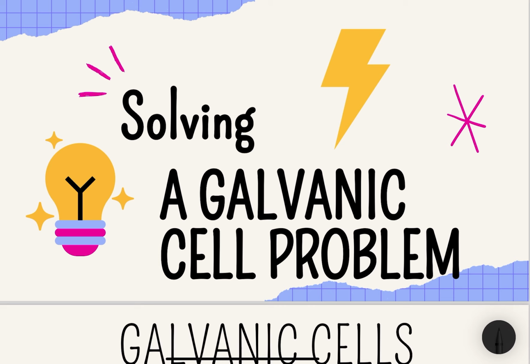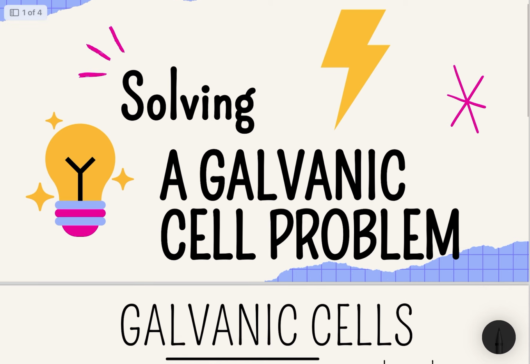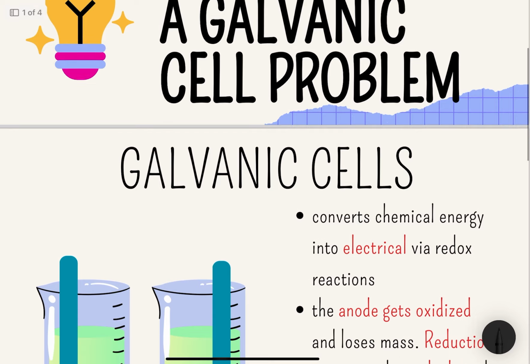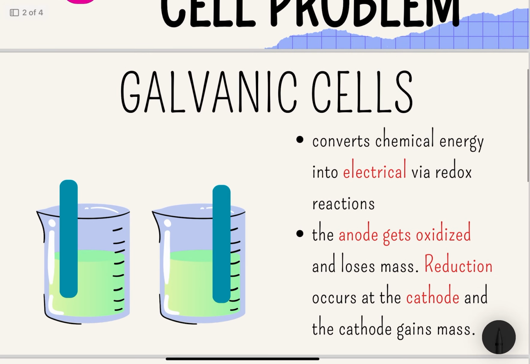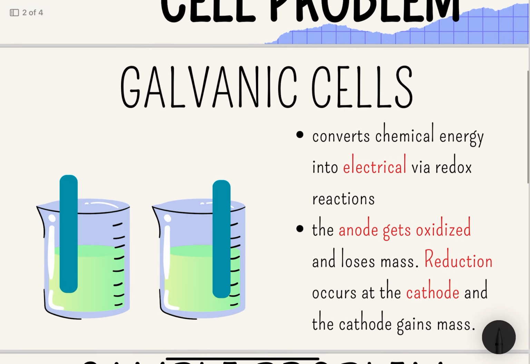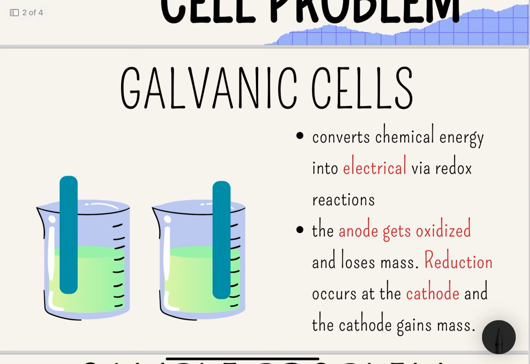In this video lesson, I would like to solve a galvanic cell problem, but before we do that, I want to do a quick summary lesson about what a galvanic cell is and how it works. And then after we do the lesson, we'll look at a sample question from one of the older AP chemistry exams. So what is a galvanic cell?